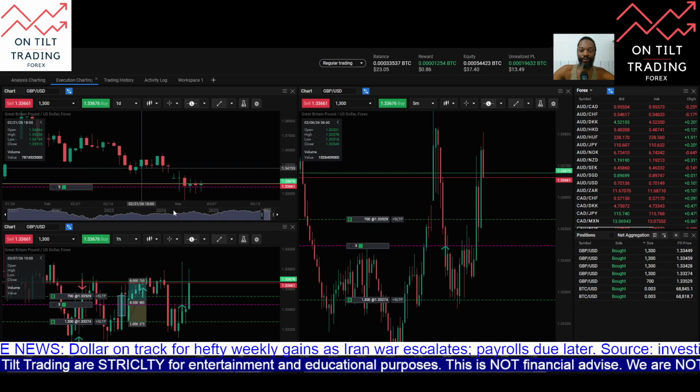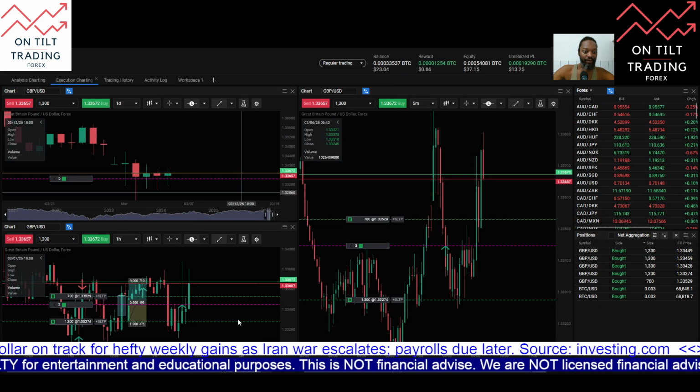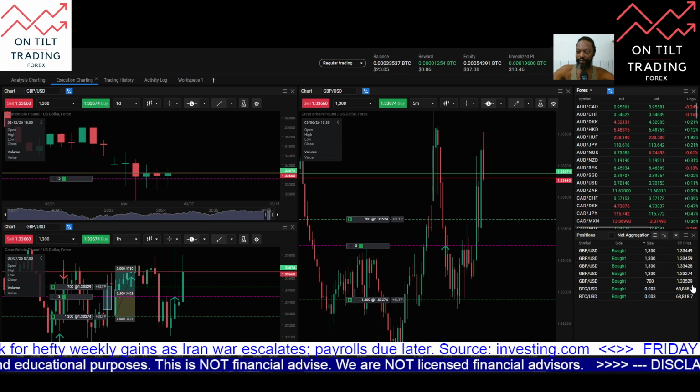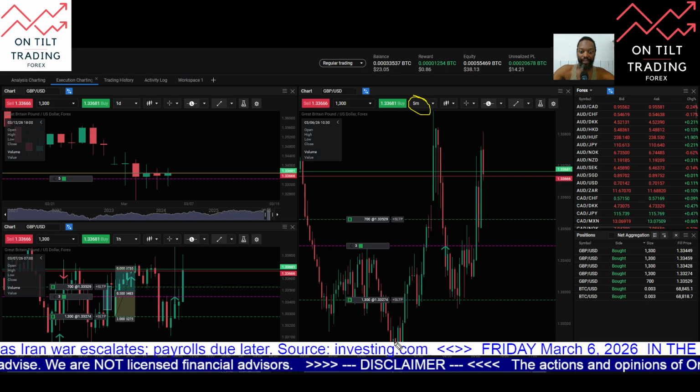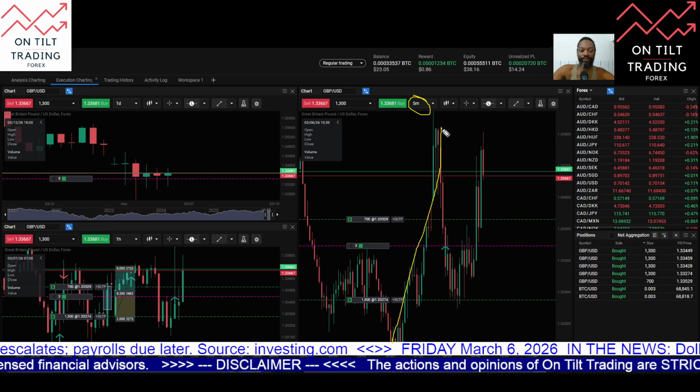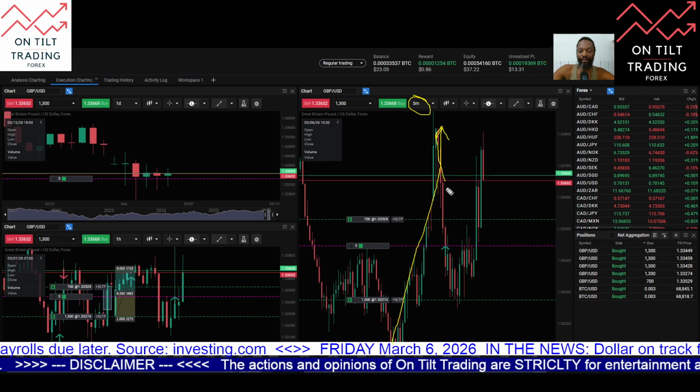And then if I come to my execution charting, you'll see here on the 5-minute chart, price action here in this price leg delivered to the buy side and then has pulled back.